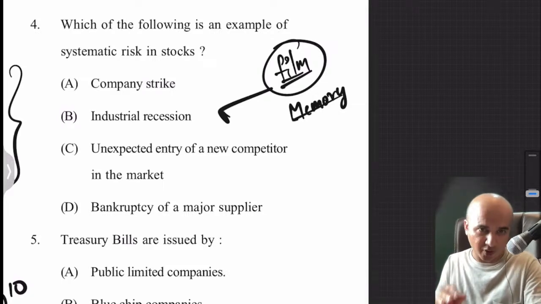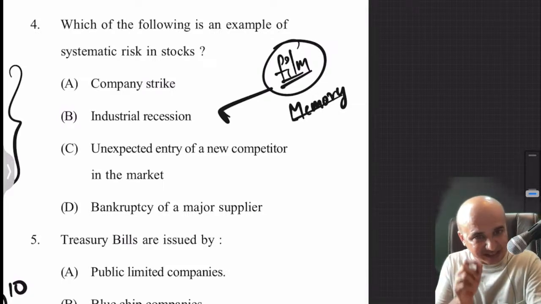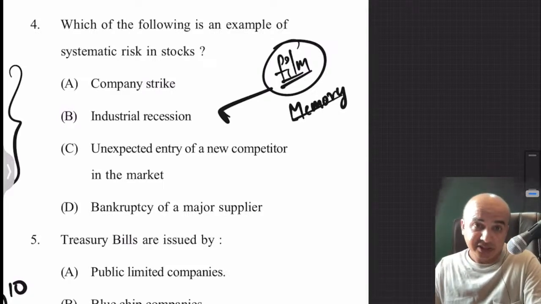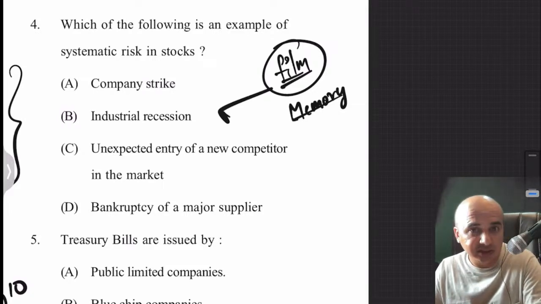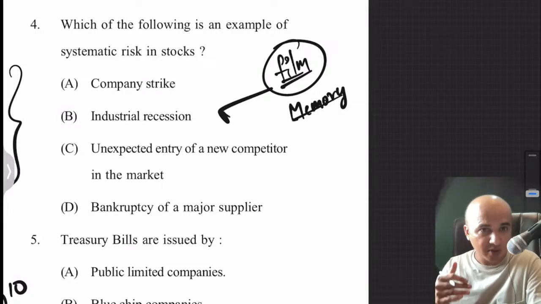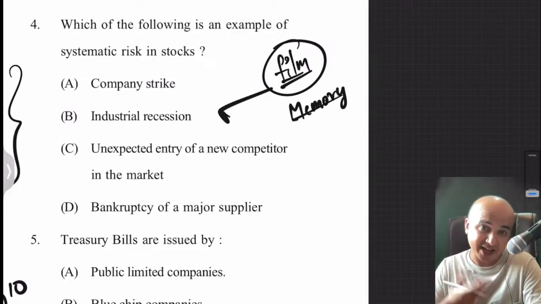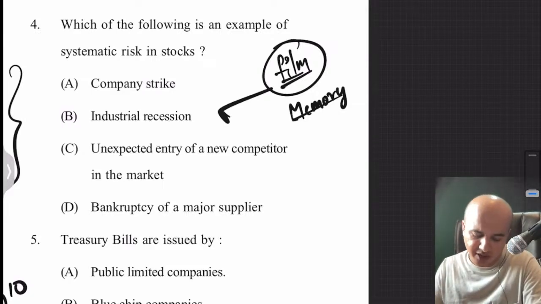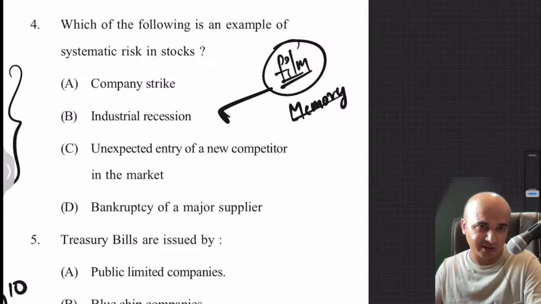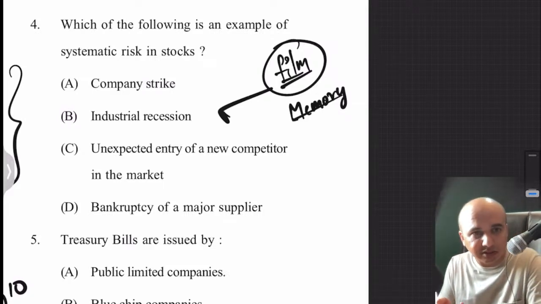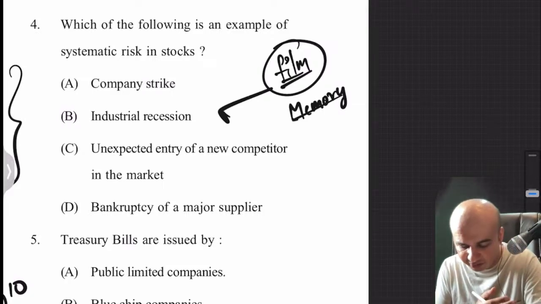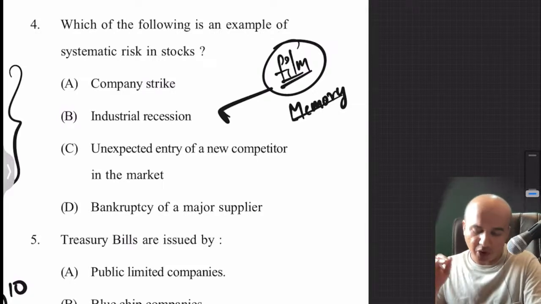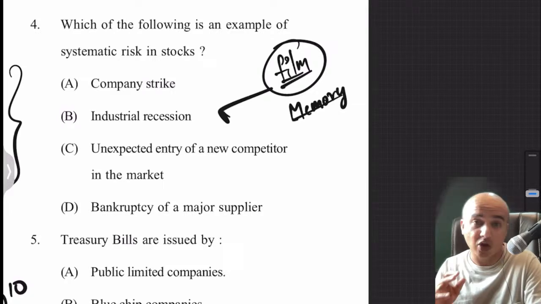So now, among the options provided here, the industrial recession is an example of systematic risk. Now, what is this industrial recession? It refers to a downturn or economic slowdown specific to a particular industry. In fact, it's a macroeconomic factor that affects the performance of the overall industry and also the profitability of companies operating within that industry. During an industrial recession, companies in the affected industry will obviously experience lower demand, reduced sales, declining profits, which will obviously impact the stock prices.